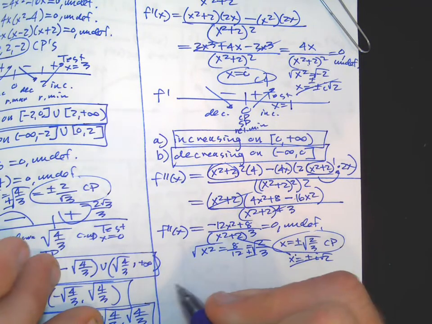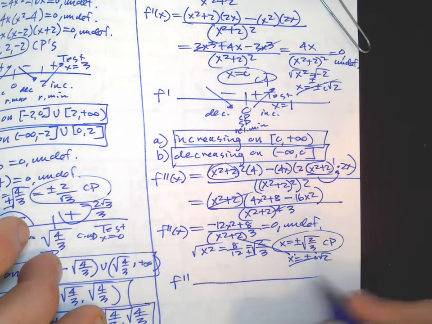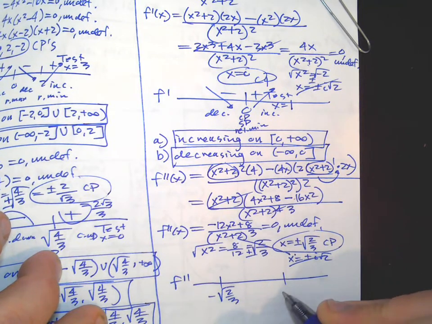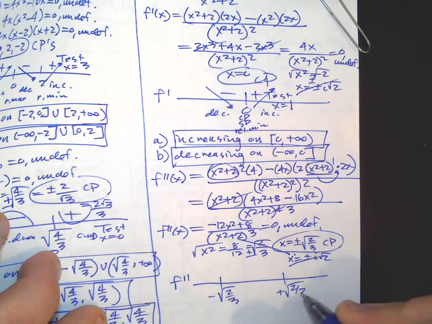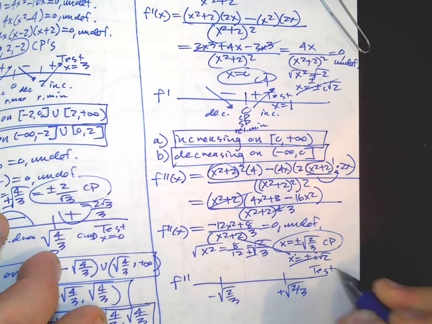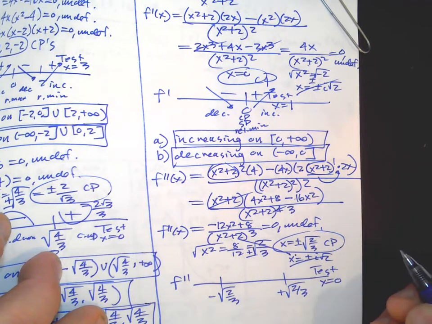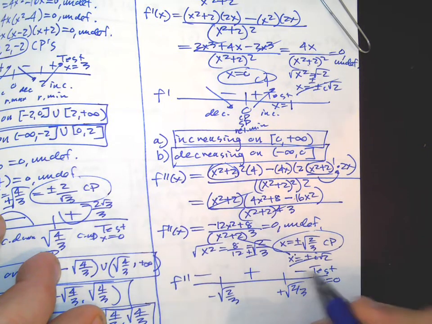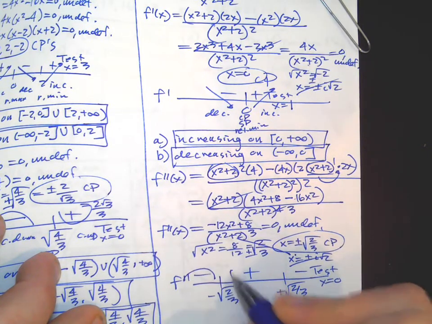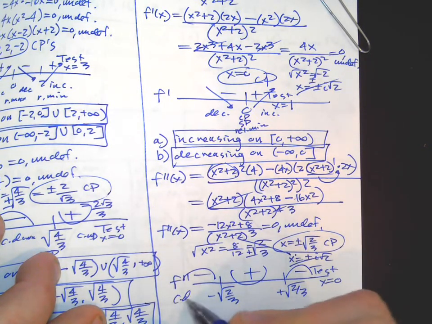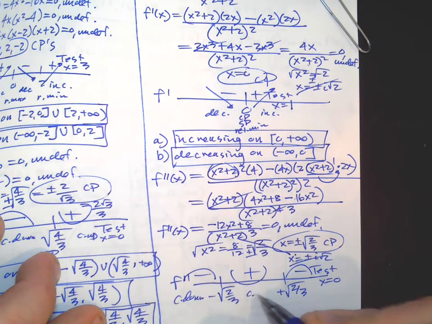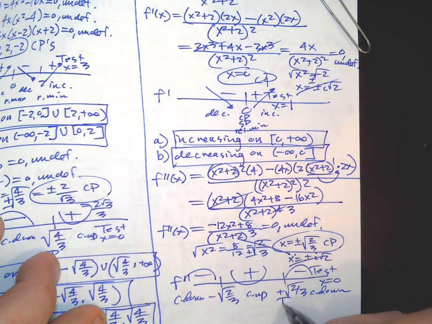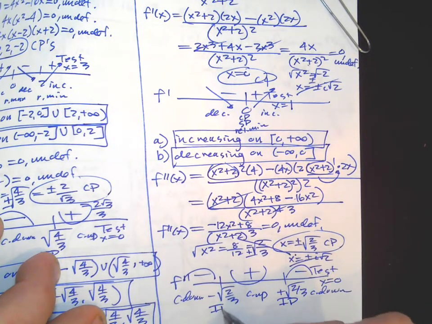So we're going to do a line check for the second derivative. So we have negative square root of 2/3 and positive square root of 2/3. And we're going to test a point. x equals 0 seems attractive to me. And that's going to be positive, negative, negative. So it's concave down, up, down. Concave down, concave up, concave down. And these are for sure inflection points.